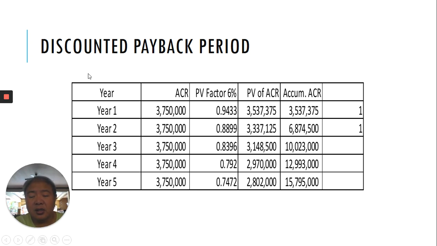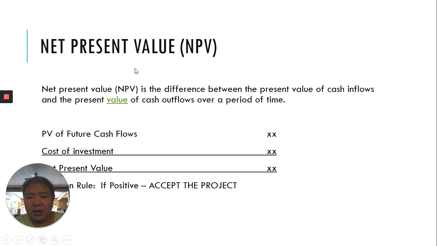So this is the first tool that uses the time value of money. Number two is the net present value. Net present value is the difference between the present value of the future cash flows and the cost of investment. So you get the present value of future cash flows and then compare that with the cost of investment. Because as I said, if you discount the future cash flows, then the values are reflective of the present value, which you now compare with the cost of investment because that is also at its present value.